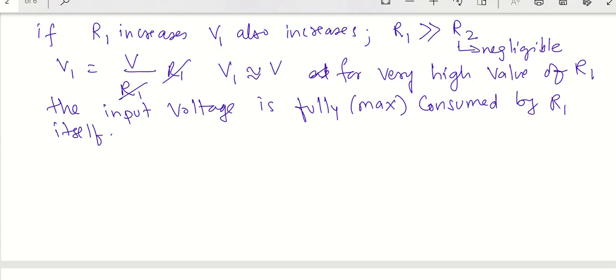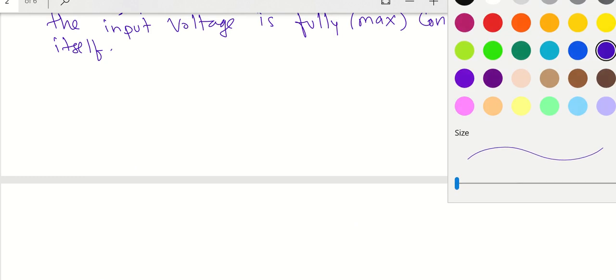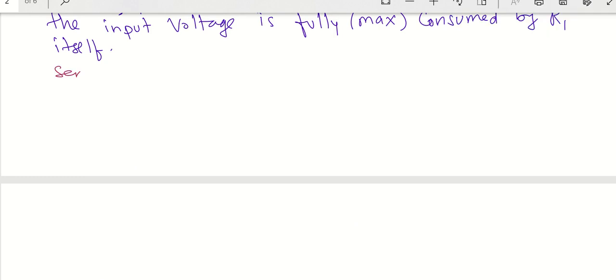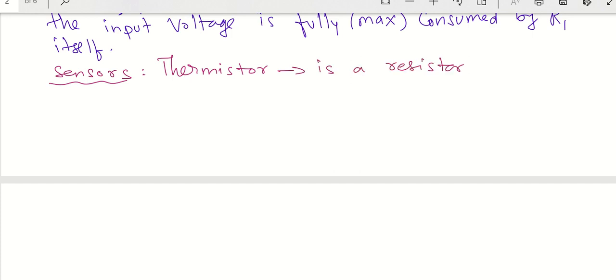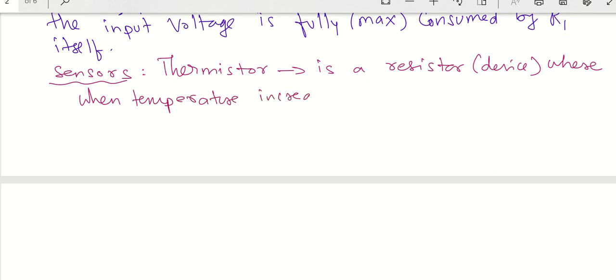Okay, now I will come to the sensors. There is something called sensors here. So let us talk of some of the sensors. First sensor, let us talk of the thermistor. A thermistor is a device where when temperature increases, the resistance decreases. Okay, so it's something like this.